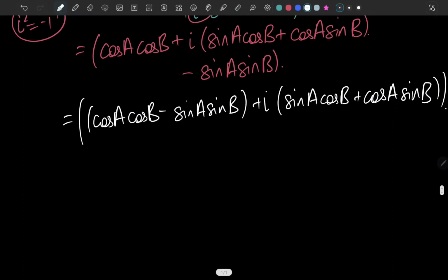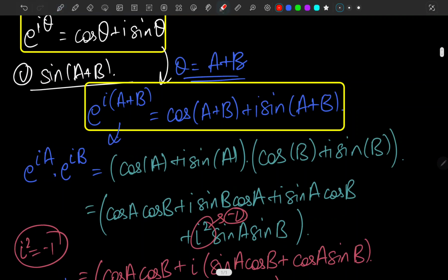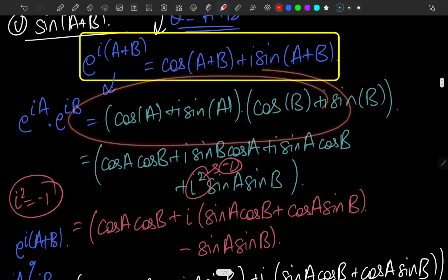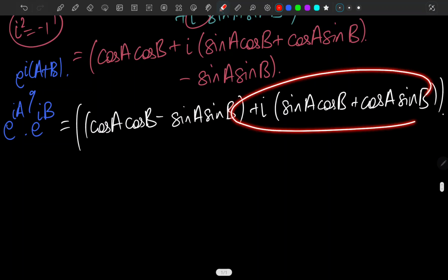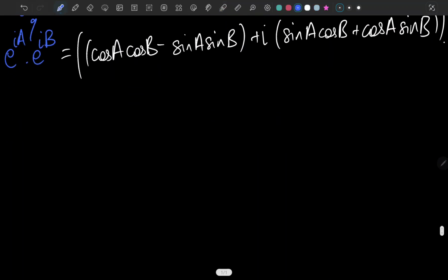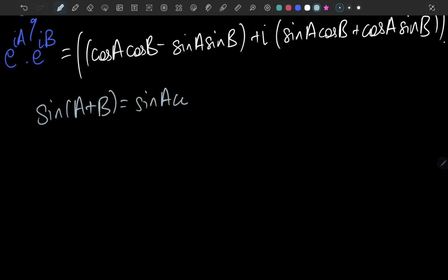So from here, what we evaluated so far is e to the ia times e to the ib, and that eventually becomes e to the i times a plus b. From this part, we can compare the imaginary part with the imaginary part of this one. If you compare it, that's finally going to give us sine of a plus b equals sine of a cosine of b plus cosine of a sine of b.